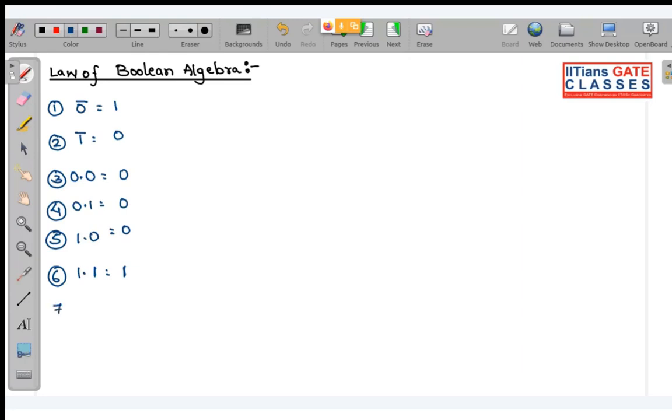Similarly, you can also write for OR. 0 or 0 will be 0. 0 or 1 will be 1. 1 or 0 will be 1, and 1 or 1 will also be 1.